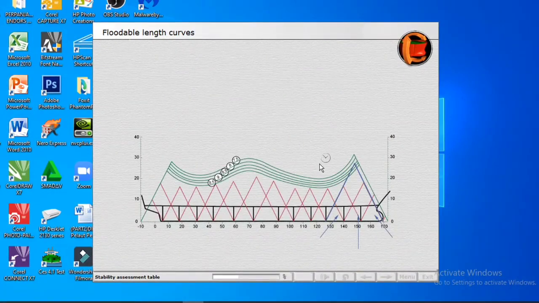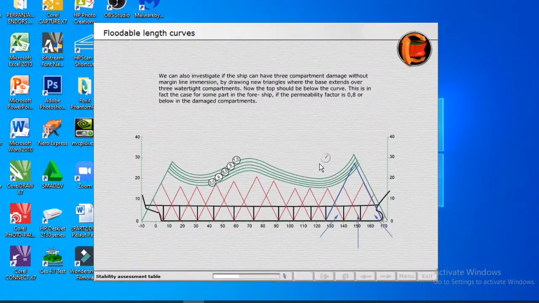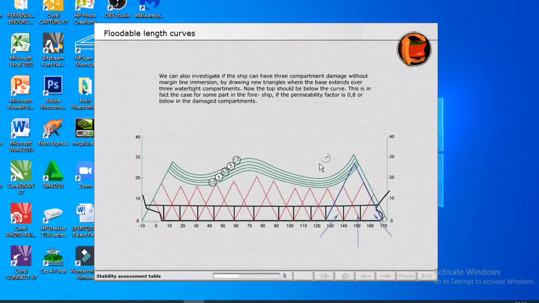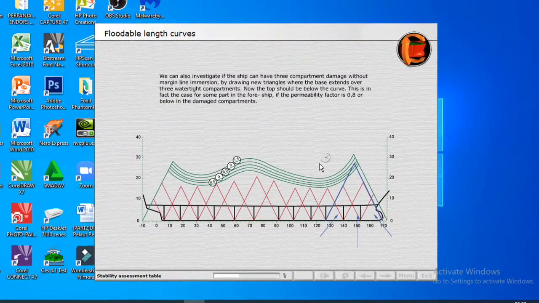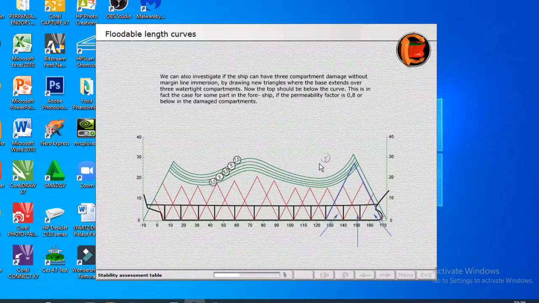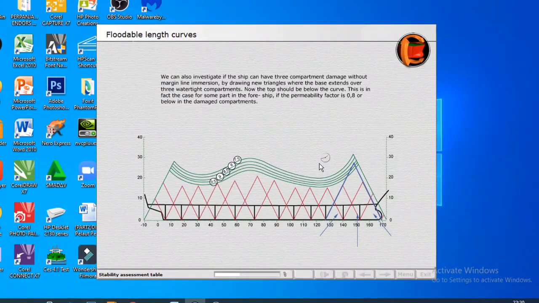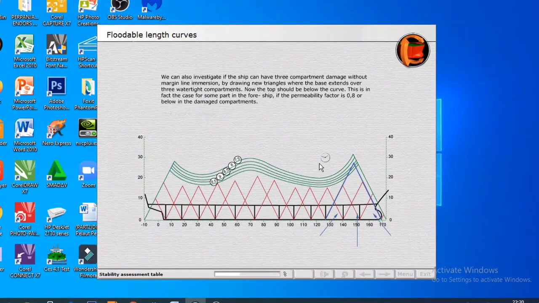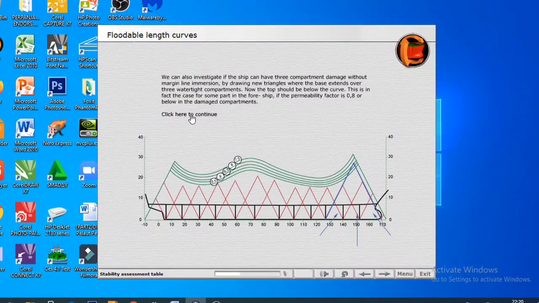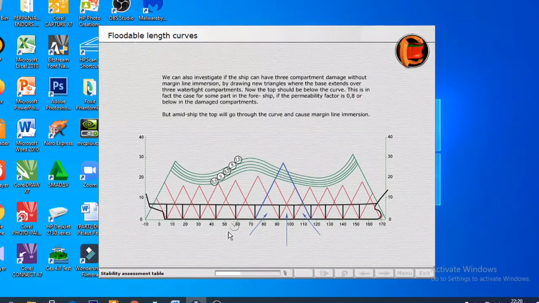We can also investigate if the ship can have three-compartment damage without margin line immersion by drawing new triangles where the base extends over three watertight compartments. Now the top should be below the curve. This is the case for some parts in the foreship, if the permeability factor is 0.8 or below in the damaged compartments. But amidship, the top will go through the curve and cause margin line immersion.